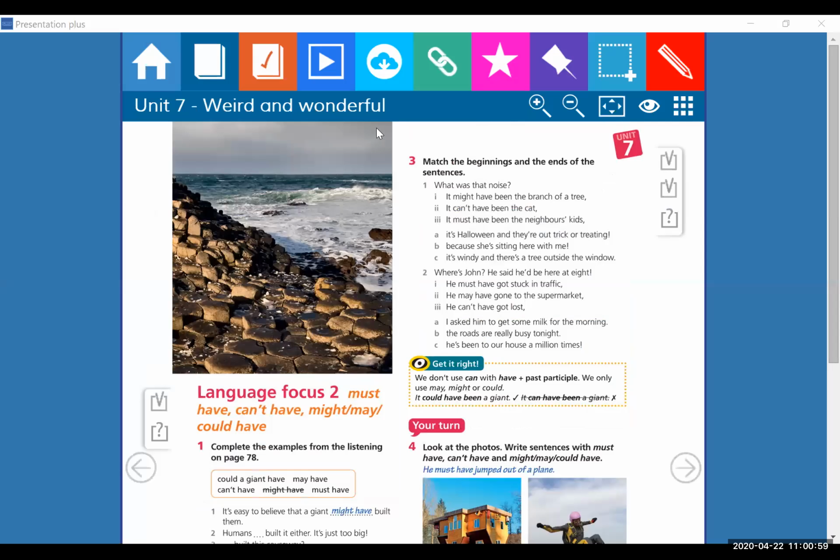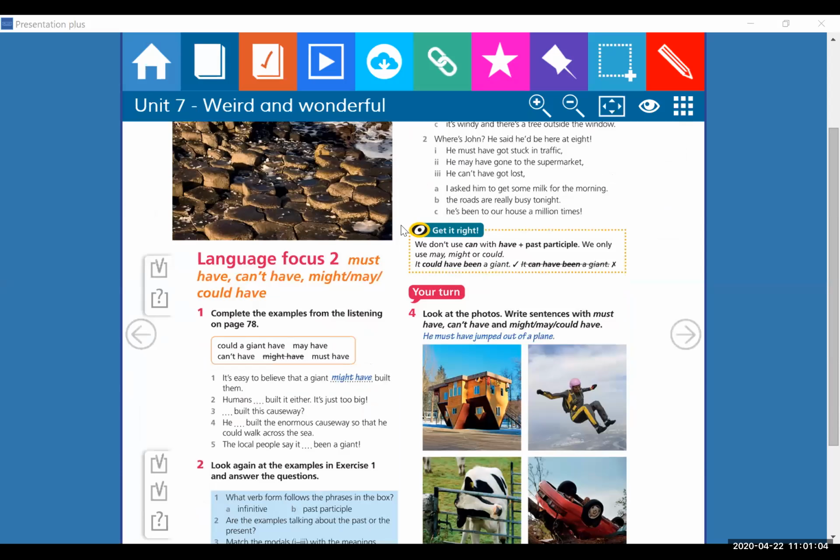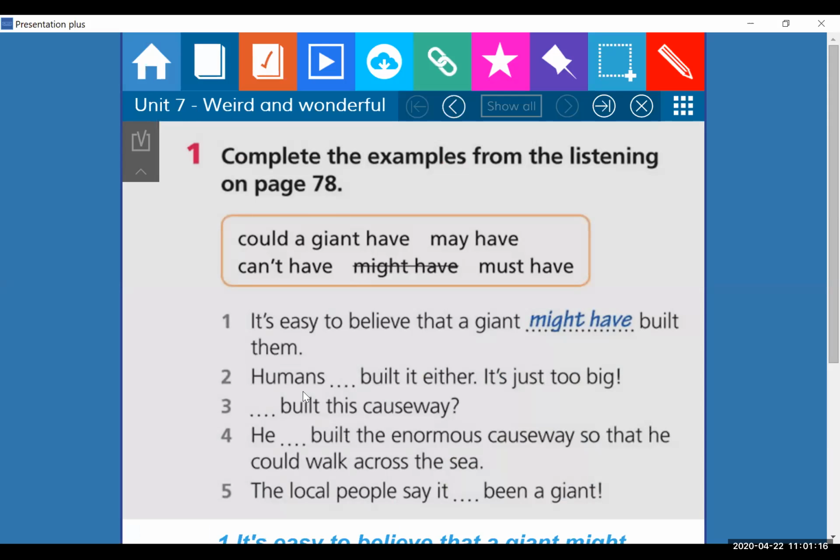So we are going to our book, student's book, page 79. We will be completing the parts that we haven't studied yet. When it comes to the first exercise, there are a couple of sentences from 1 to 5, and there are some things given: the giant have, may have, can't have, might have, which is already used, must have. Can you complete the gaps using these given prompts?